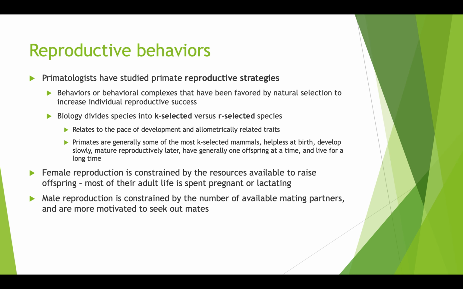Male reproduction, by contrast, is constrained by the number of available mating partners. So males are often behaviorally more motivated to seek out mates. The root of these differences and the payoffs to an increased number of mates are due to something called anisogamy. Anisogamy means unequal gamete size. And all anisogamy states is that when there are two sexes, you will typically see one that is the higher investing sex. That is the one that produces the large nutritive gamete.